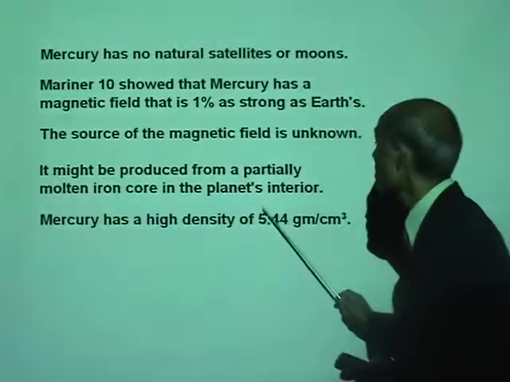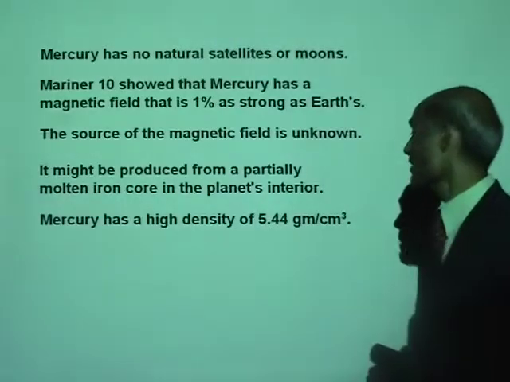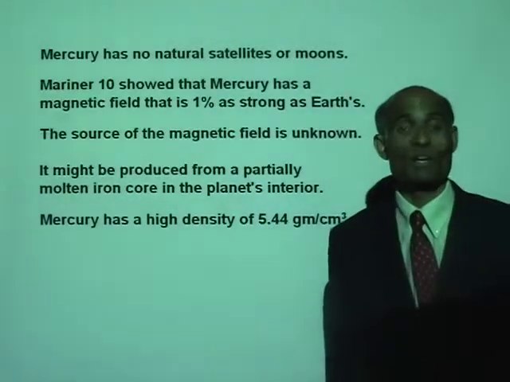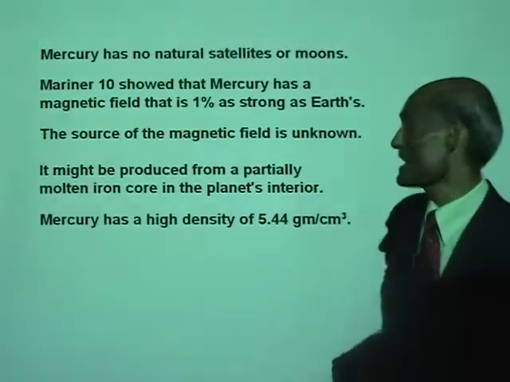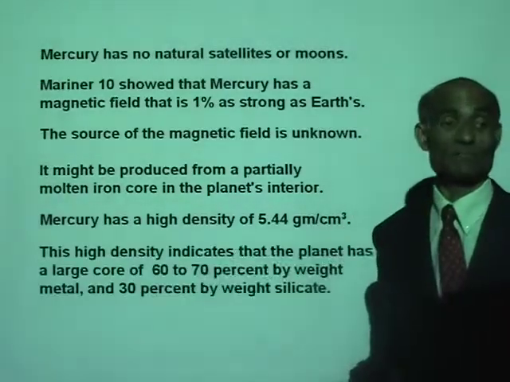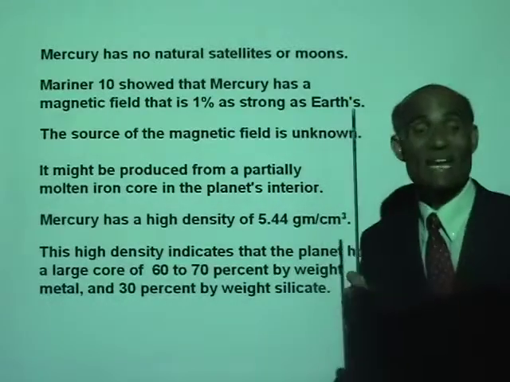Mercury has a high density of about 5.44 gram per centimeter cube. It's almost the same as the density of the Earth. Alright? And what does that indicate?